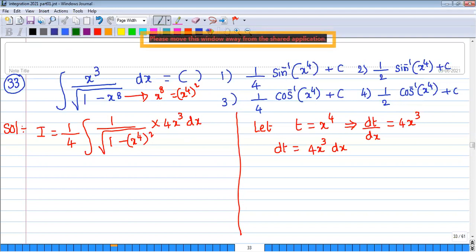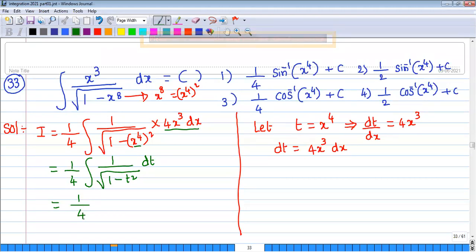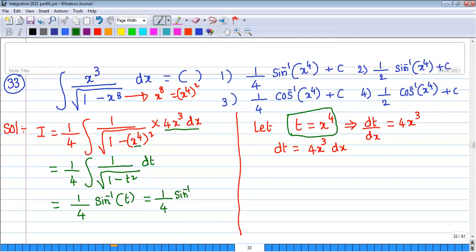So now this is replaced by dt, this is replaced by t. So we can have 1 by 4 integral 1 upon root of 1 minus t square dt. This is the derivative of sin inverse t itself only. So we have 1 by 4 times sin inverse t. What does t stand for? T stands for this one. So 1 by 4 times sin inverse of x to the power of 4 plus constant of integration.